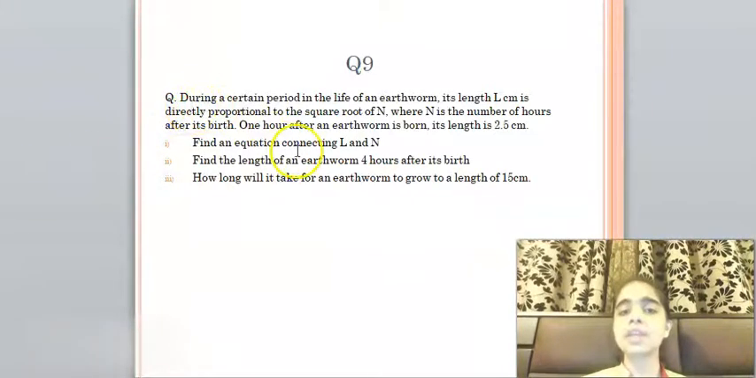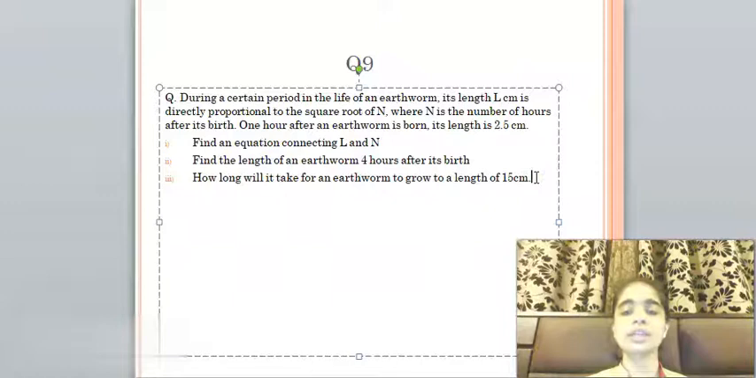Okay, question number 9. During a certain period in the life of an earthworm, its length is directly proportional to the square root of n, where n is the number of hours after its birth. 1 hour after an earthworm is born, its length is 2.5 centimeter. Find an equation connecting L and n.